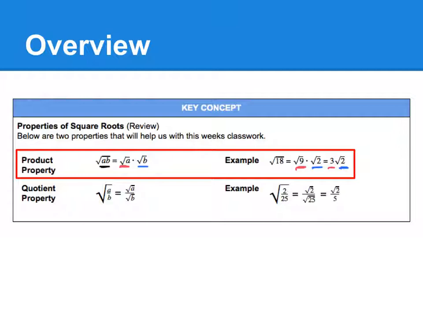Quotient property is pretty much when you divide, same thing. You can split up a square root into the top part, in this case A, and the bottom part B. So square root of A on top, square root of B on the bottom. Here's an example again, split it up. Square root of 2 goes on top, square root of 25 goes on the bottom, and keep going to get square root of 2 on top and square root of 5 on the bottom. Now notice that this one has a red box around it, because I'm going to go into more detail in the next few classworks.